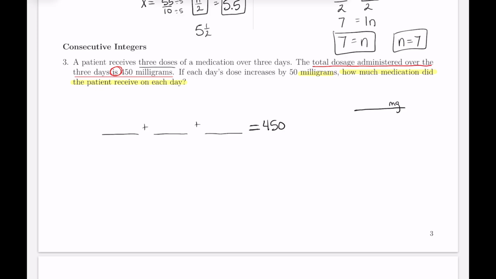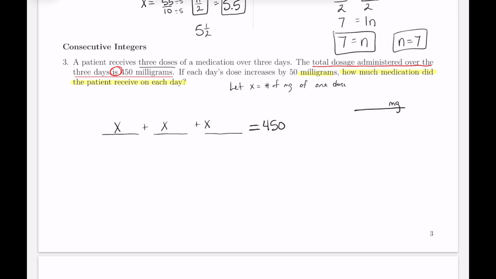Okay. It says each day's dose increases by 50 milligrams. Ooh, this is tricky. See, if it was the same dose, what I might say is something like this. I'd probably say, let X equal the number of milligrams of one dose. Okay. And then what I would do is I would just say like, well, this is probably just X plus X plus X. But that's only true if it's the same amount every day.